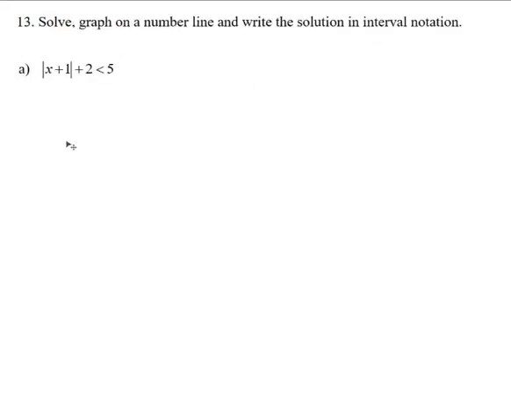Okay, here we're going to solve and graph the solution. You have absolute value of x plus 1, plus 2 is less than 5. The first step is to isolate the absolute value, and so I need to subtract 2 from both sides of the inequality. I get absolute value of x plus 1 is less than 5 minus 2, which would be 3. Okay, let's see what that means.